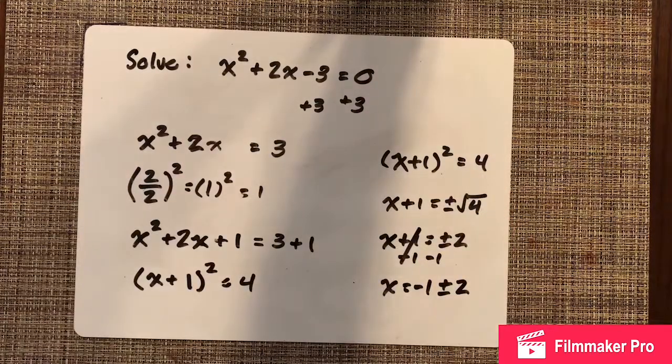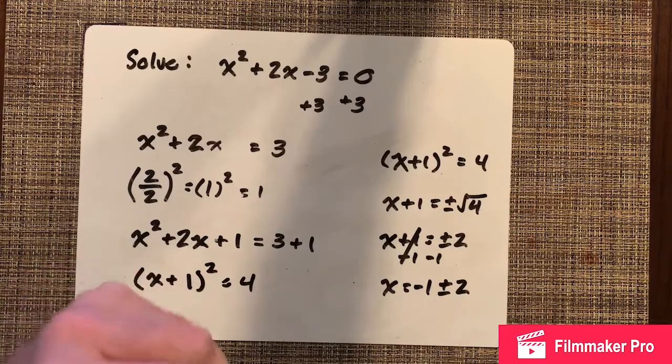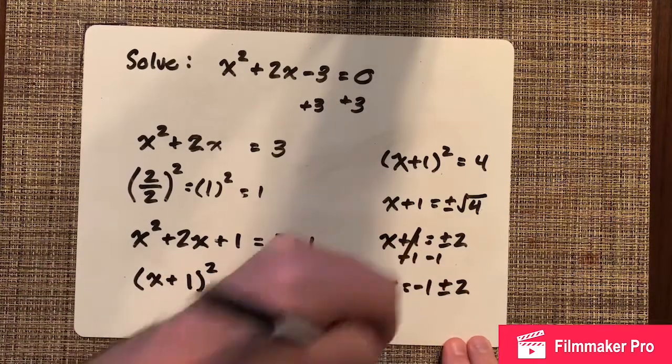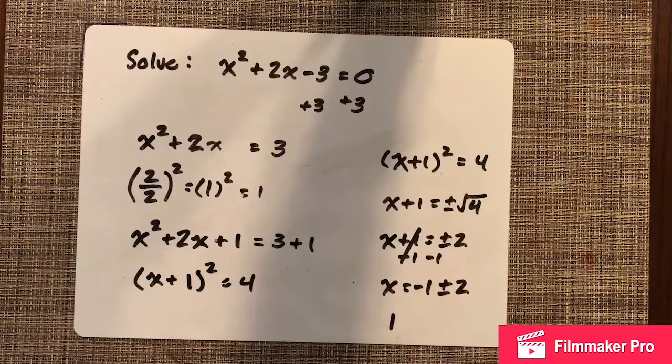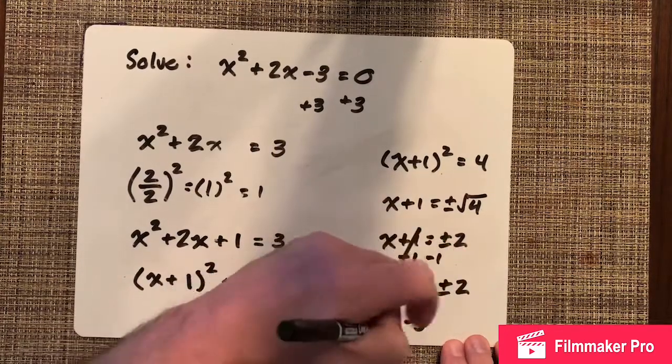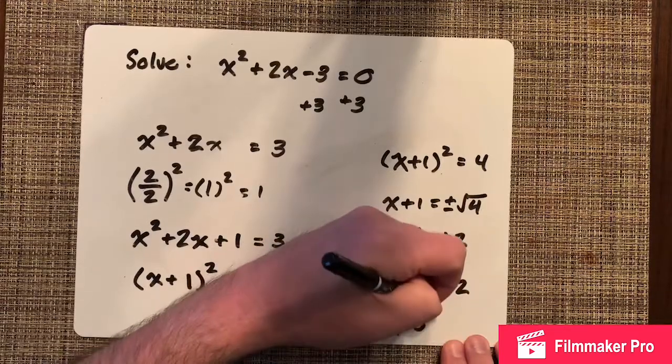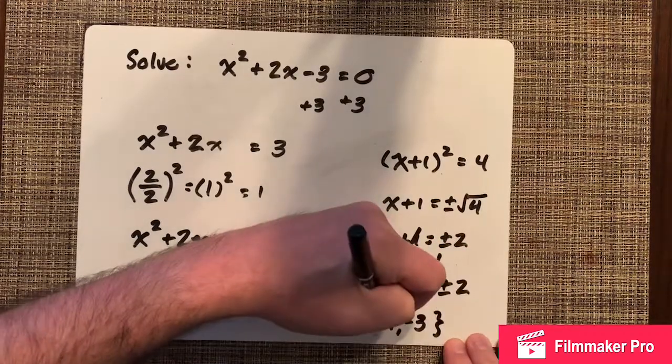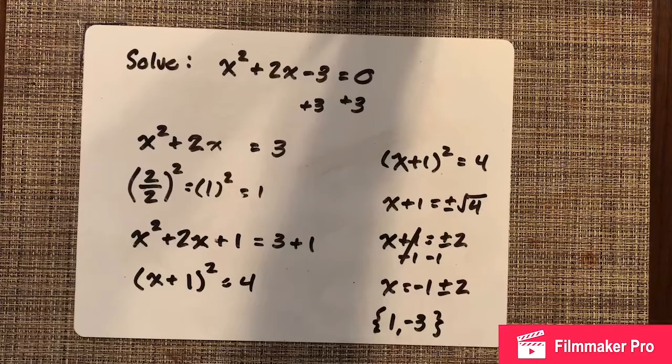And so we're going to get the two answers, negative 1 plus 2, which is? 1. And negative 1 minus 2, which is? Negative 3. And again, it doesn't matter how you write these in the curly brackets, what order, it just needs to have them both in there. And there's your two solutions.